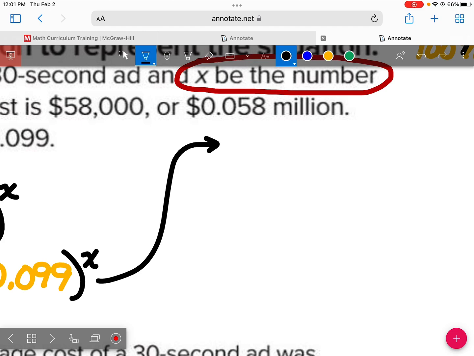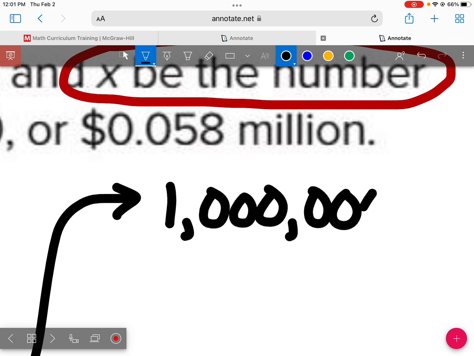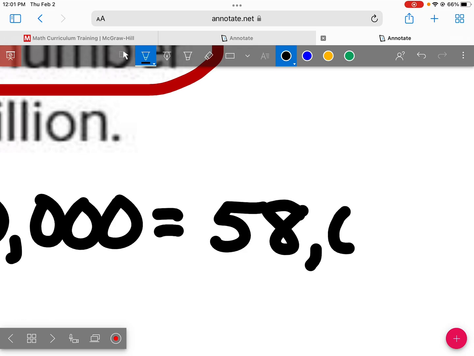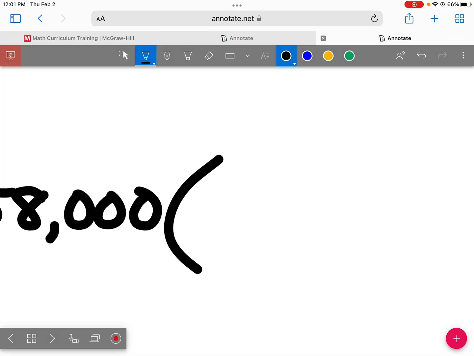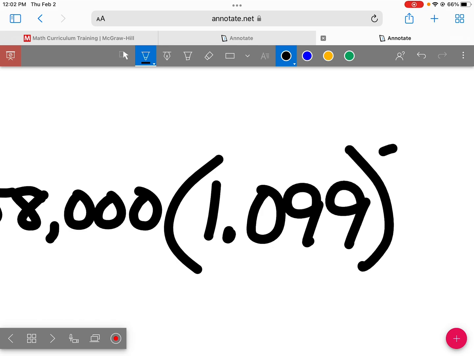I'm going to bring this around over here. Can I add the numbers inside the parentheses together? Yes. So I would have 1 million equals the starting amount, 58,000, times what goes in the parentheses? 1.099 when I add those together, to the power of x.